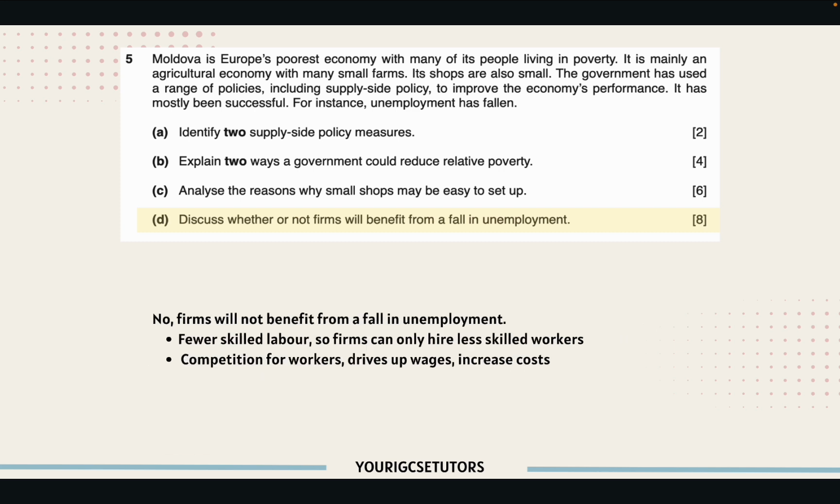Okay, but firms may also not benefit from falling unemployment. This may be because of fewer skilled labor left, so firms can only hire those less skilled people, since all the good skilled people will already be hired. So new firms can only hire those with lower skills, which is obviously not good for them. And there may also be competition for hiring workers, which may drive up wages and increase a firm's cost, which is obviously not good, as it could also lead to inflation in the future.